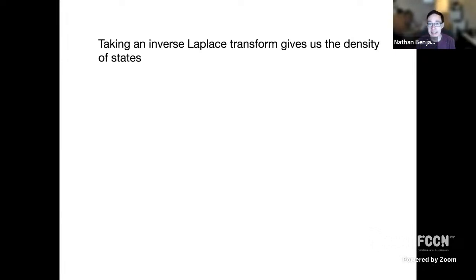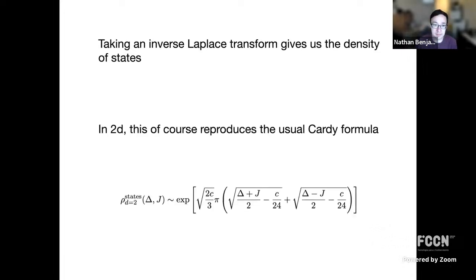So as I said, we can take an inverse Laplace transform, and this can give us the density of states, of course. So in 2D, if we do this, this exactly reproduces the Cardy formula that we know and love, and this is the formula you get. This is just exactly the calculation that Cardy did in 1986.